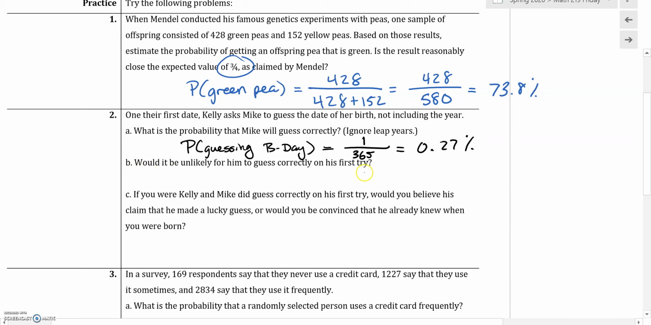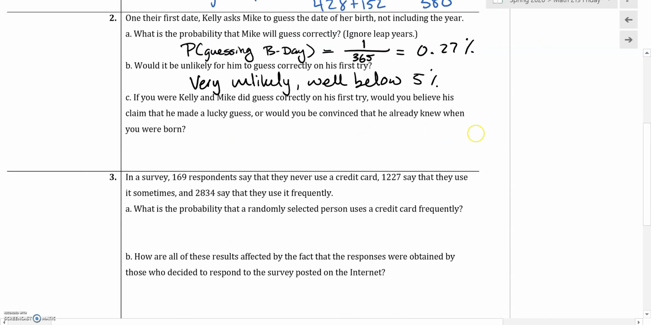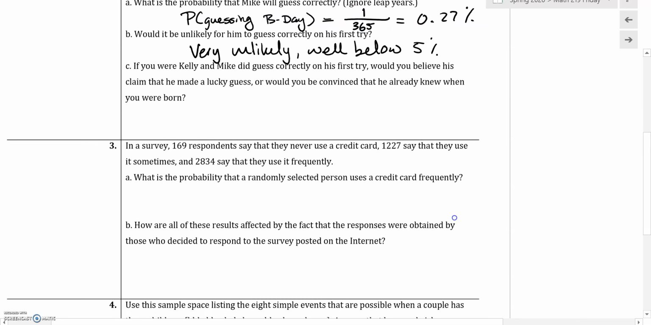They ask, would that be unlikely? Heck yeah. Very unlikely, because it's well below 5%. So if you were Kelly and Mike did guess your birthday correct on the first try, would you believe that he just made a lucky guess, or would you think that he already knew what was going on there? It would be really, really hard to make that guess. Very unlikely. So if he did guess it right, it's probably that he was doing some Facebook stalking or something and knew your birthday ahead of time. Okay, let's try this one.